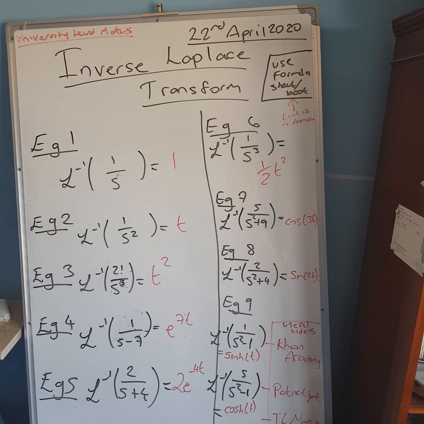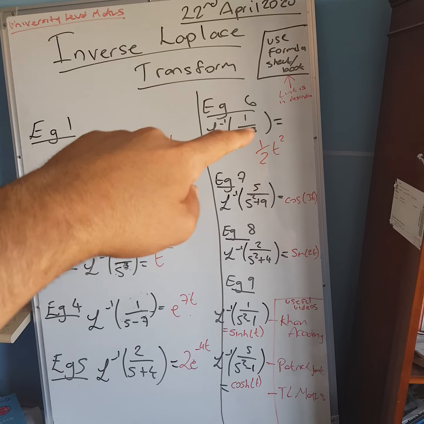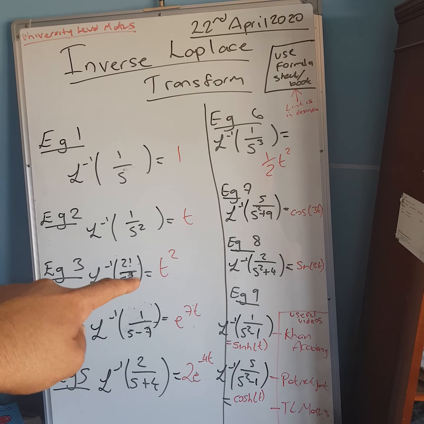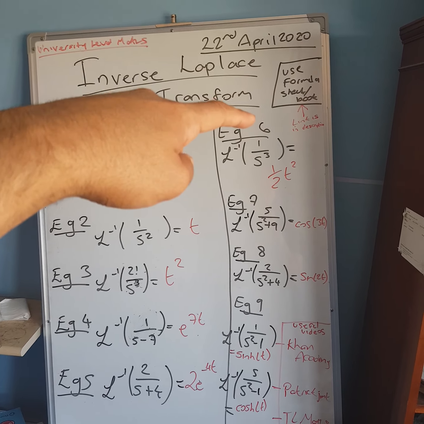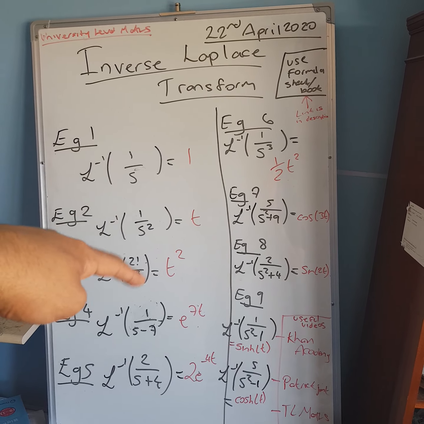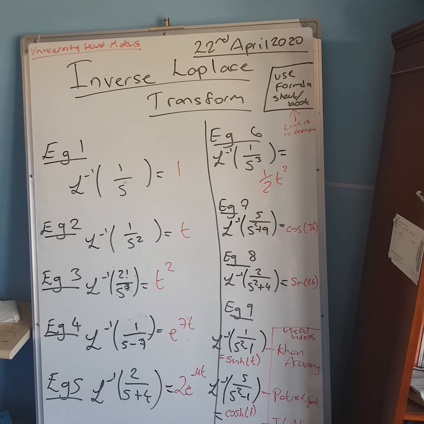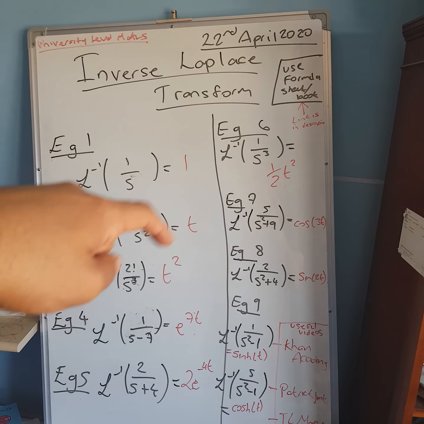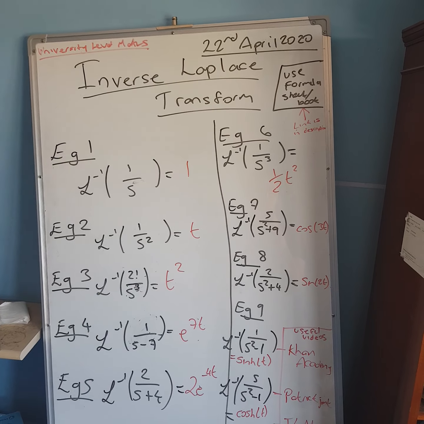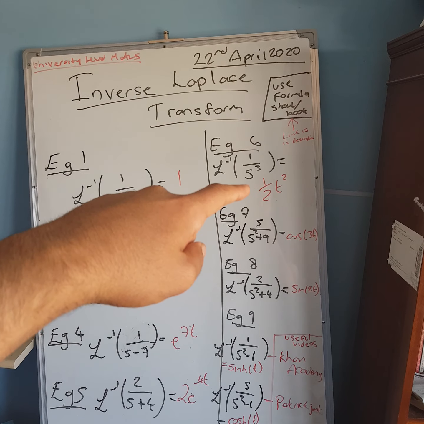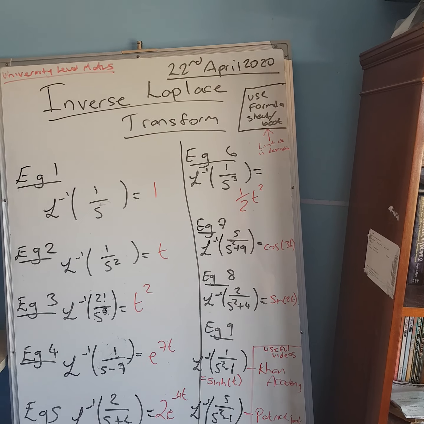Right guys, example 6, the inverse of 1 over s cubed. Now we know here that the inverse of 2 over s cubed, so 2 factorial, will be t squared. But we have a 1 here. Now, the only way to make that possible is that I'd have to divide this by 2, which is the same as multiplying by a half, because we want a 1 there instead of a 2. So it's t squared over 2 or a half t squared, guys. So obviously be careful, sometimes it will require a bit of manipulation.